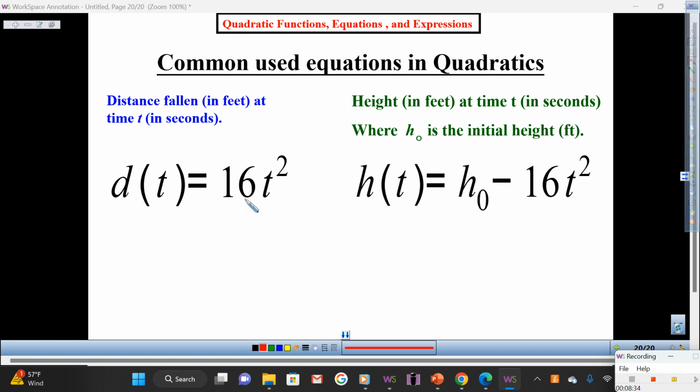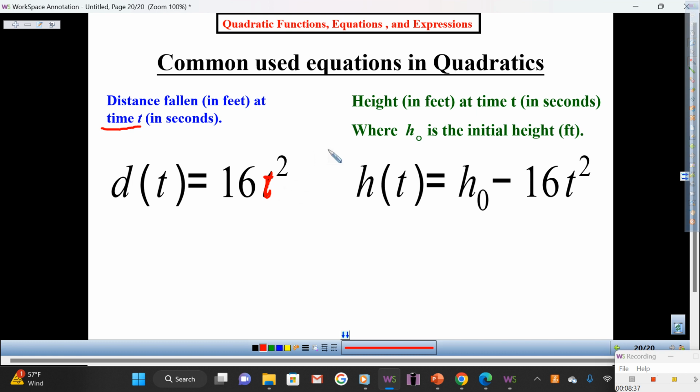Do me a favor, in red, underline on the first formula where it says time t. And then in the formula, here where the t squared is at, just write the t in red. So like that, we know that that's referring to time.